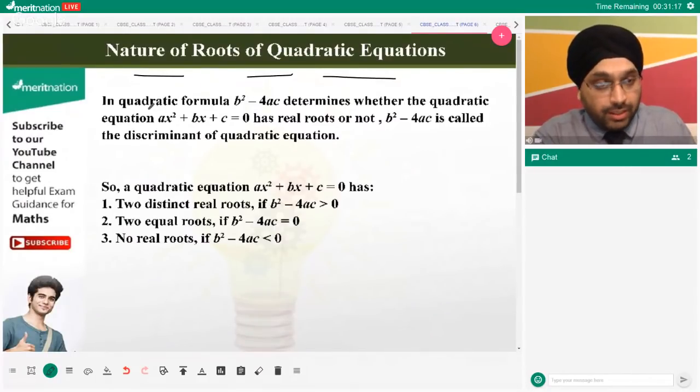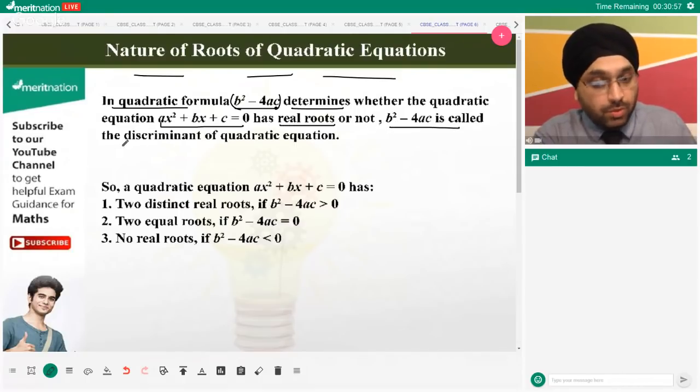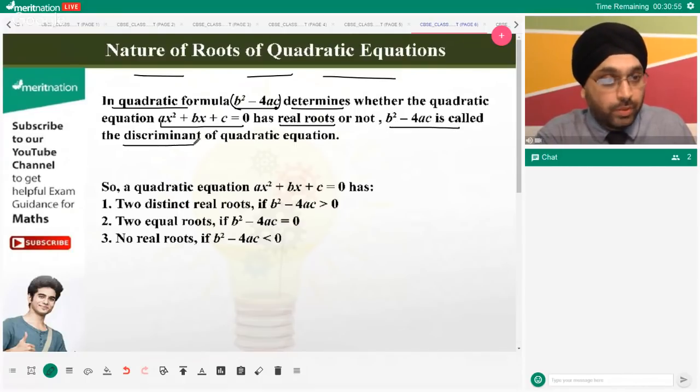See, if you read the statement very clearly, in the quadratic formula we have b square minus 4ac. You must be well aware of the quadratic formula. So b square minus 4ac determines whether the quadratic equation has real roots or not. And b square minus 4ac is also called the discriminant of a quadratic equation. I hope you are well aware of the meaning of the discriminant of a quadratic equation.